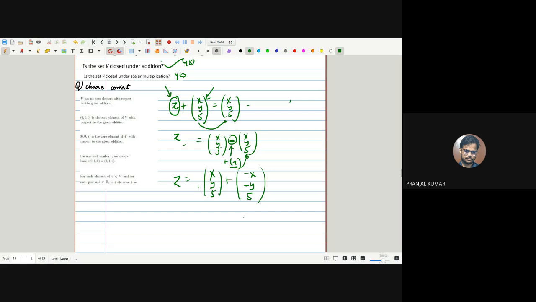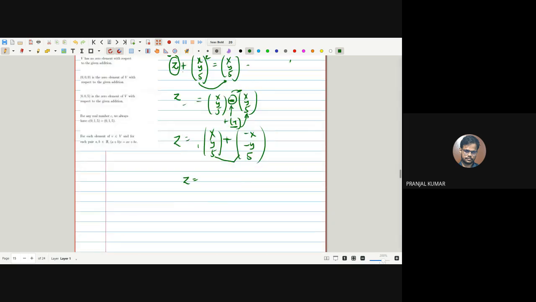So scaling this vector by -1 will give you -x, -y, and 5, not -5. Clear? Yes. Now you have to add these two according to the addition operation provided here. So x plus -x would be 0, y plus -y would be 0, 5 plus 5 would be 5.